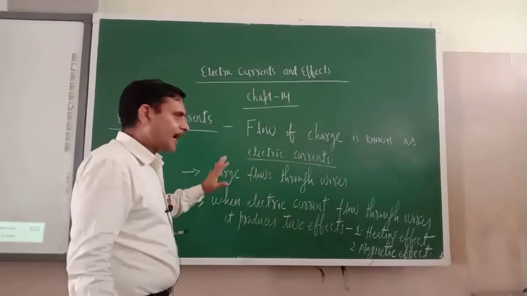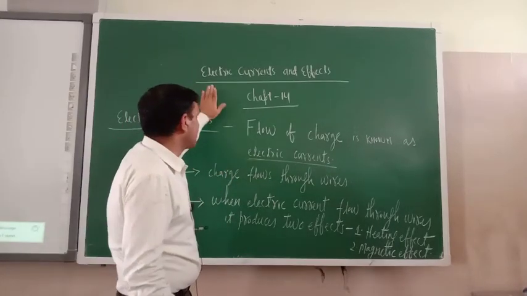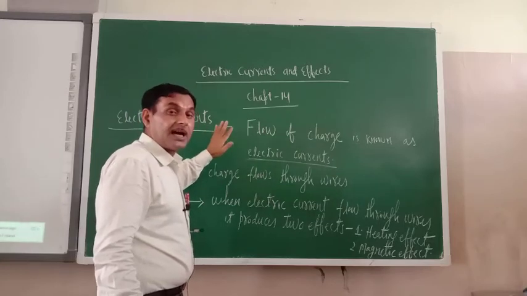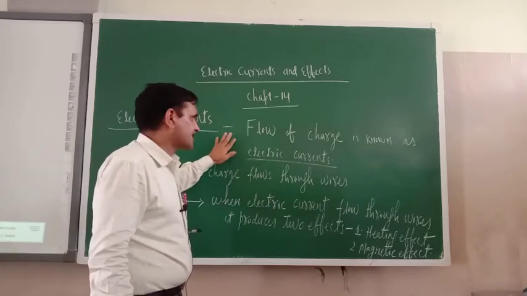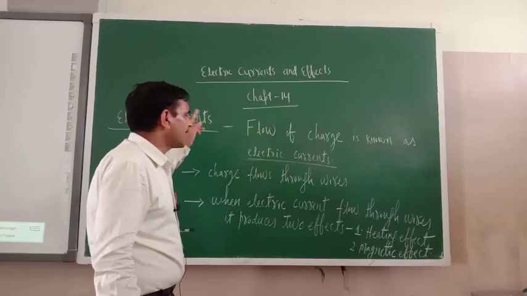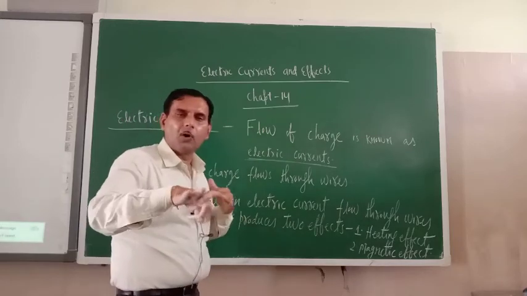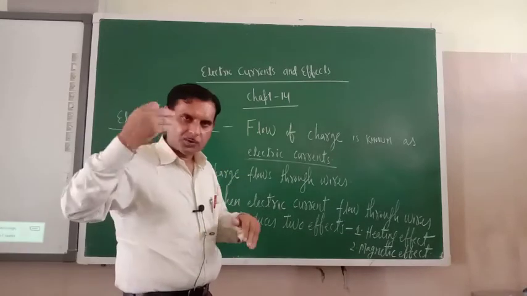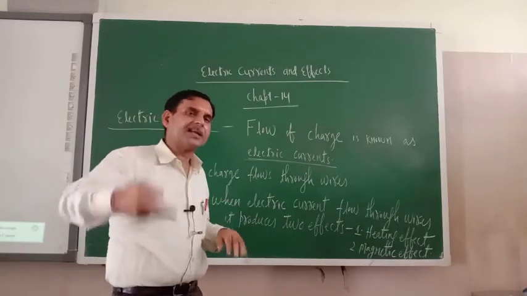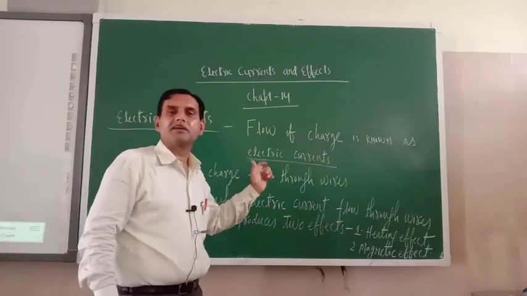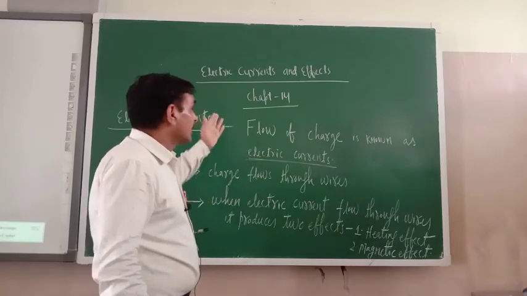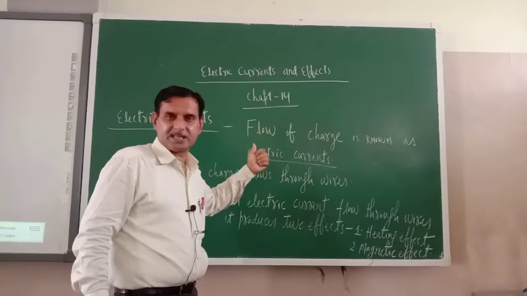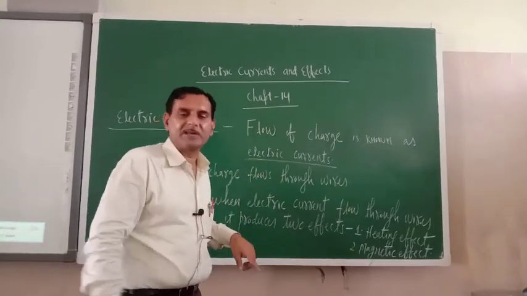So the basic idea of this particular chapter is, you will study what is electric current and what are its 2 effects. So just try to understand. Electric current means flow of charge through wires. That is the electric current. To get a better idea about the components of electric circuits and different types of switches, we'll see one animation.